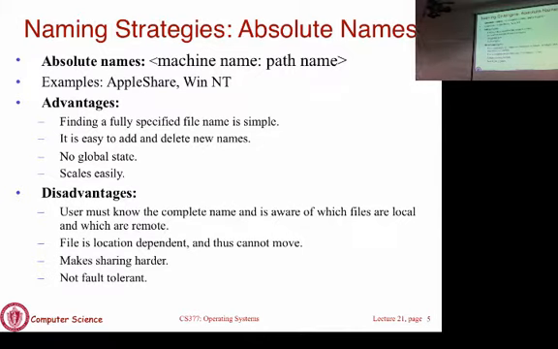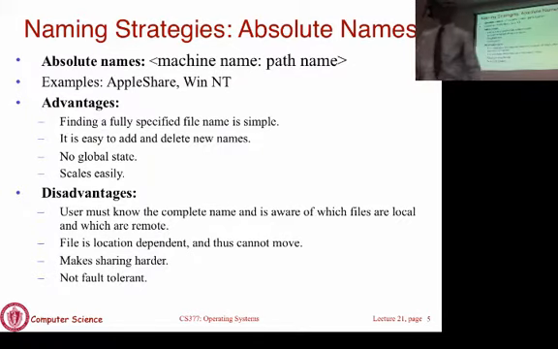The disadvantage is that now the user has to keep all of that information in mind. When you open a file or access a file, you have to specify an absolute name which includes all of those details. And if a file is location dependent, it's harder to move. Sharing is harder. And last but not least, this is not fault tolerant because you are specifying the name of a server. If the server goes down, the directory becomes inaccessible.